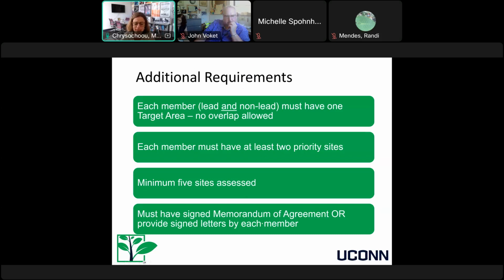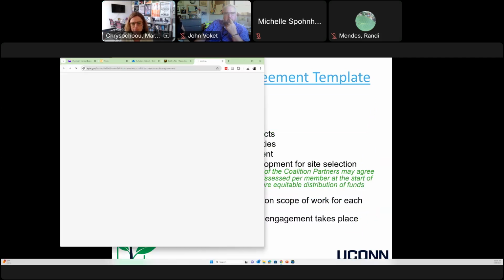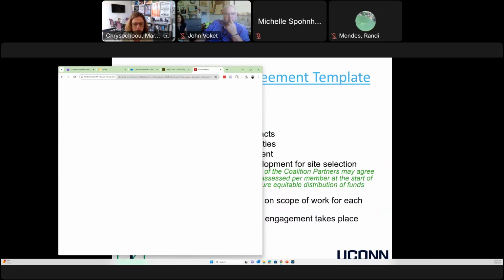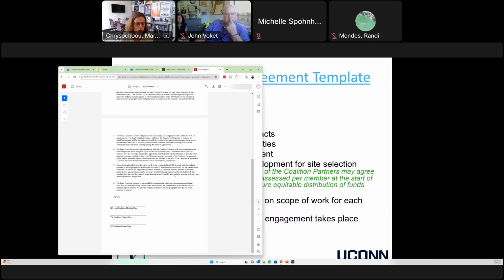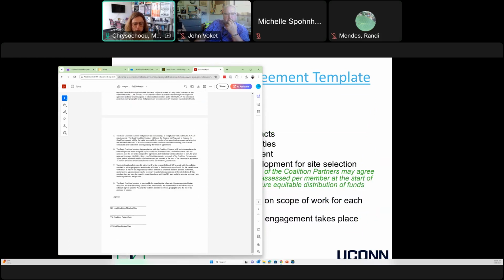And finally, the last thing is that you must have signed a memorandum of agreement or have signed letters by each member. And those letters have to be signed by the authorized representative. And that is actually part of the proposal. So this is what a memorandum of agreement looks like. There is a template that EPA provides. I will click here so that you can see what this looks like. So this is their page. So you can download that and make any changes and have everyone sign.